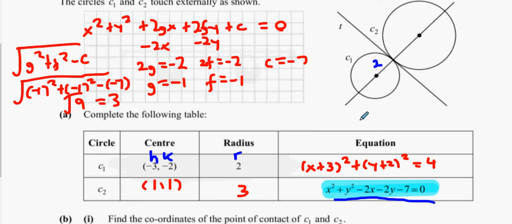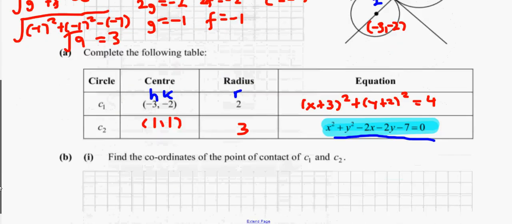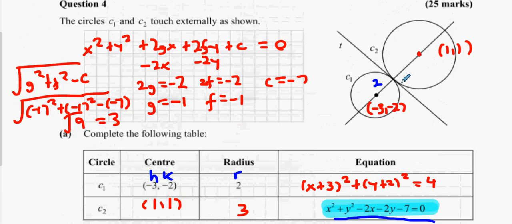So what we have here is minus 3, minus 2. We have the point 1, 1 up here, and we're looking for the coordinates of the point of contact of C1 and C2. So we're looking for the green point here. This is going to be a relatively easy one to do.